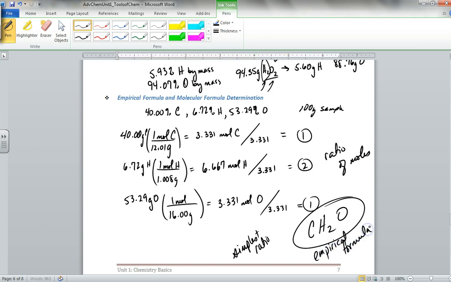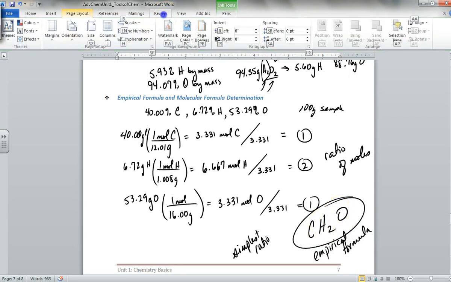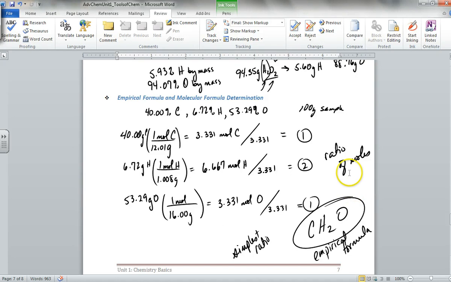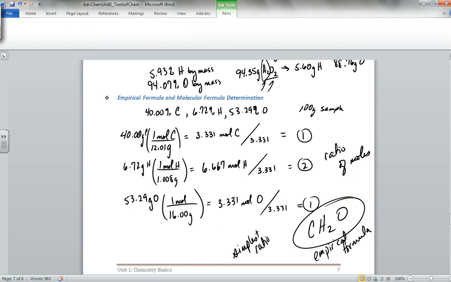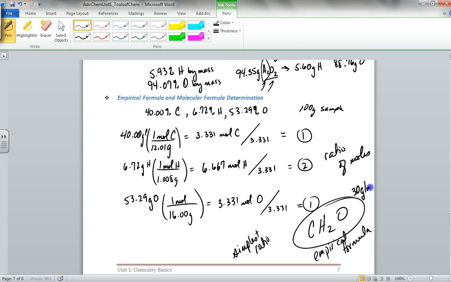With an additional piece of information, if we knew what the actual mass of the molecule was, we could get the actual chemical formula. So 1 carbon, 2 hydrogens, and 1 oxygen. A rough quick calculation is going to tell us that the mass of this formula is 30 grams per mole. 12, another 2, and 16 add up to 30.